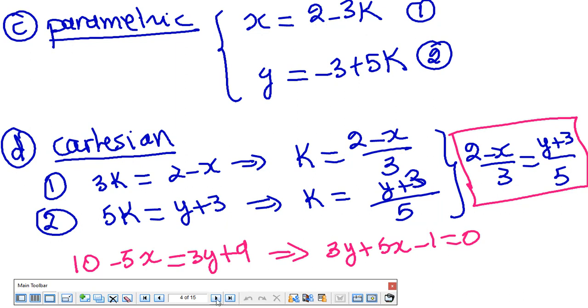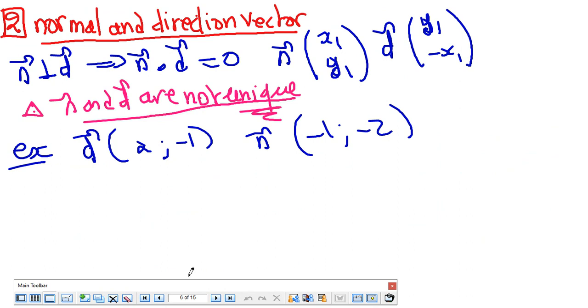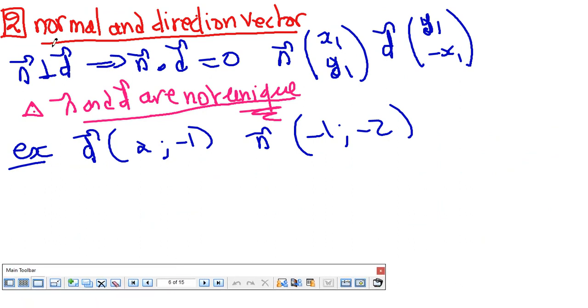And now let's move to the second part in this lesson, the normal and the direction vector. If I have the normal, how do you find the direction vector and vice versa? So when I say normal and direction vector, if this is the direction vector, this is going to be the normal. So those two are perpendicular. So if n is perpendicular to d, the normal perpendicular to the direction vector, it means the dot product is 0. So if n is (x1, y1), d is going to be (y1, minus x1).